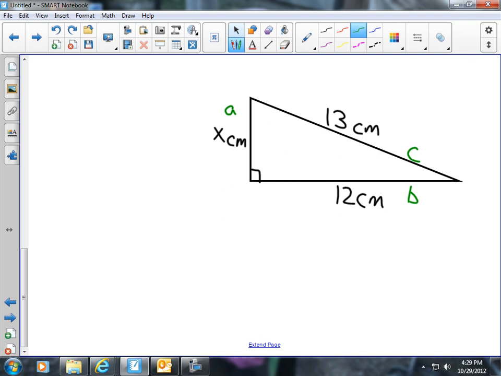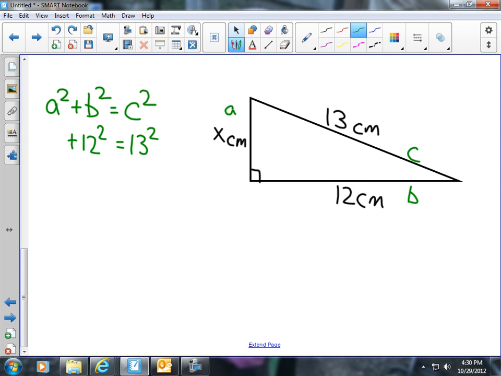So we're going to go ahead and plug in our numbers into our Pythagorean theorem. Again, the Pythagorean theorem, A squared plus B squared equals C squared. Okay, this one's a little bit different because we're going to have C from the very beginning. We know that C squared is going to be 13 squared. And we're given B, and B in this case is 12 squared. We're not given A.